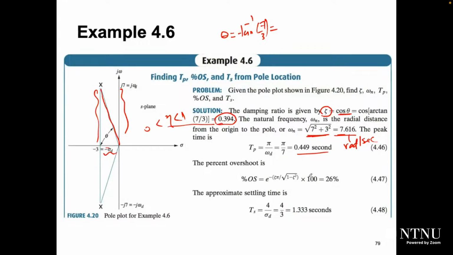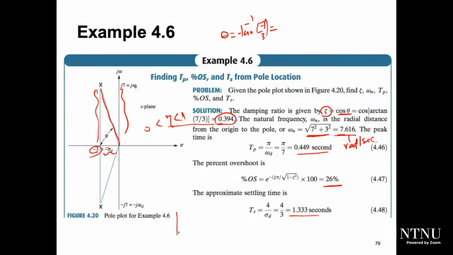Percent overshoot will be exponential of minus pi zeta divided by the square root of 1 minus zeta squared, multiplied by 100, so it will be 26%. Settling time will be the approximate settling time, which is 4 divided by the real part. The real part is 3, so it will be 4 divided by 3, so it will be 1.33 seconds.